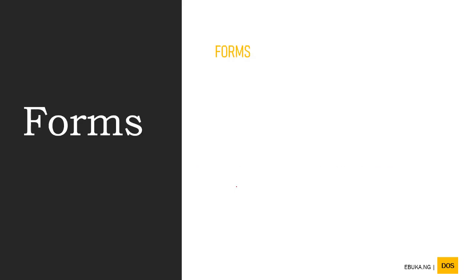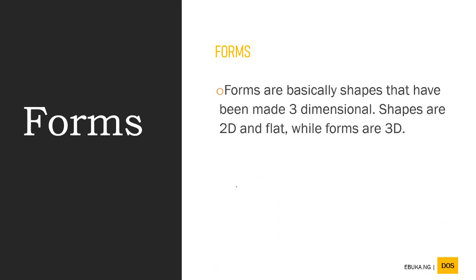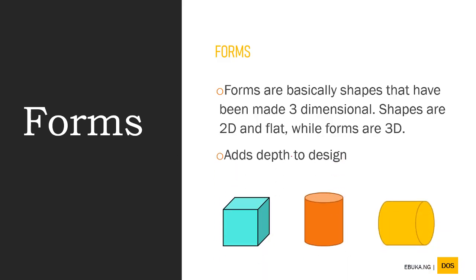Okay, good. So the next thing we have is forms. We've spoken about shapes earlier on, so now we are talking about forms, right? All right. So what is a form? Forms are just basically shapes that have been made to be three-dimensional, right? So a shape is a rectangle, a form is a cuboid. Okay, so when you add depth to shapes, they become forms. So shapes are flat and 2D, while forms are 3D. So this is an example of forms, right? Forms add depth to design.